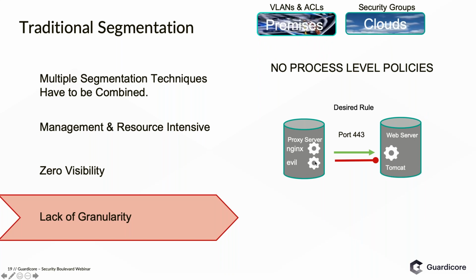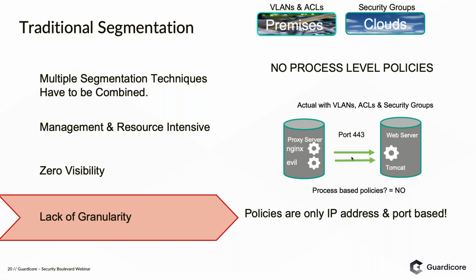So there's this evil process over here. I don't want it to take advantage of that 443. And what you find out is with VLANs, ACLs, and security groups, you can't do that. You're stuck with IP address and port only, so that evil process gets through. It basically becomes a pipe into that web server, and the evil process can take advantage of it. So that's one problem with traditional segmentation.